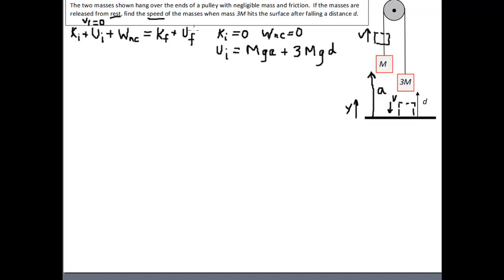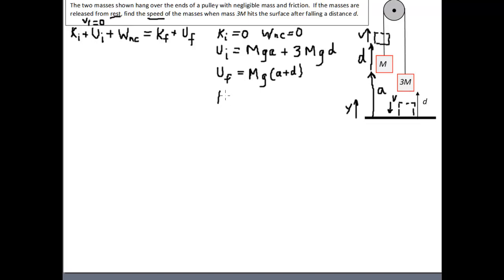So remember, this equation is in terms of the kinetic and potential energies of the entire system, and we've defined the system as the two masses together. So that's U initial. Now what about U final? Let's go ahead and write down U final, and then we'll write down K final. U final is going to be, now mass m has gone up the same distance that mass 3m has fallen, a distance d. And so mass m is now going to be at a height of a plus d, and mass 3m has fallen down to the ground, to the surface, so its height is 0. And so there won't be a potential energy term for mass 3m in the final configuration.